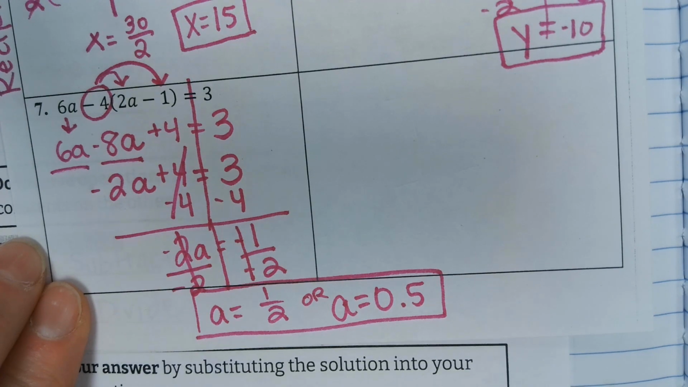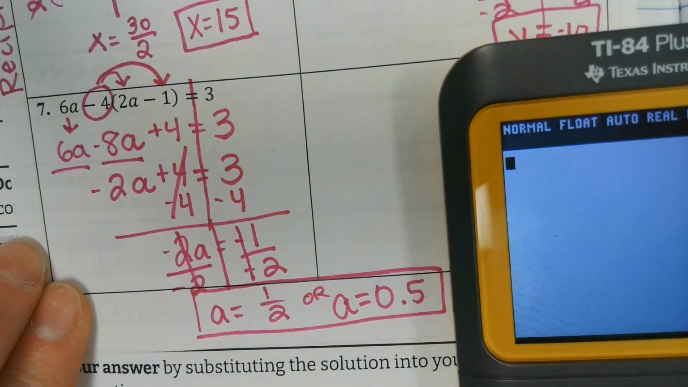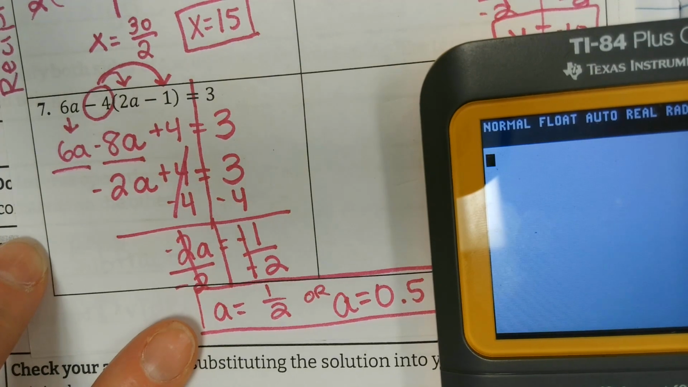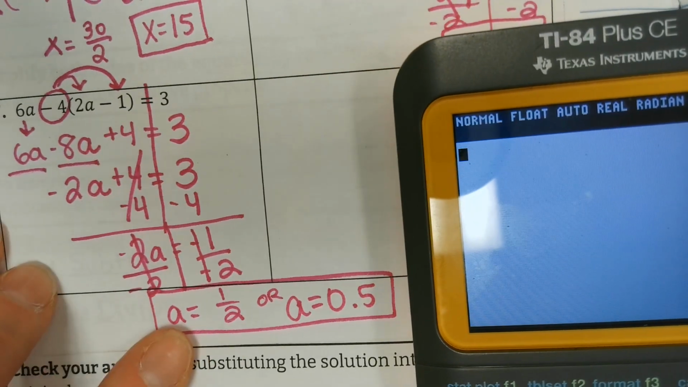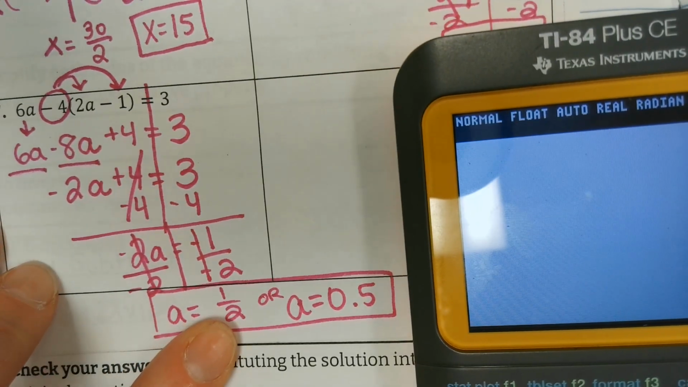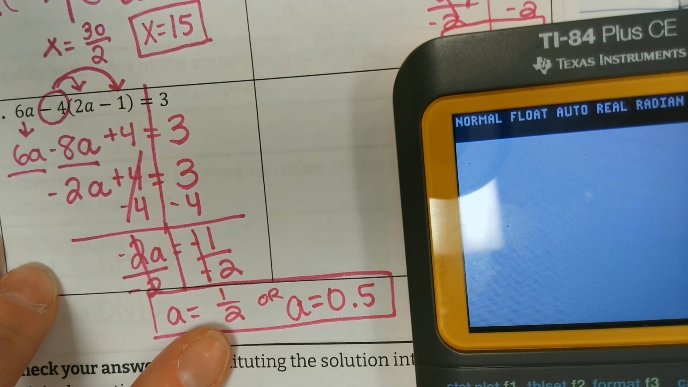Our final thing is to check. So you can put it in as a fraction or as a decimal. If it's exactly 0.5 or exactly something, you can use the decimal. But if it repeats or it goes on and on forever, you cannot use the decimal. You got to use the fraction.